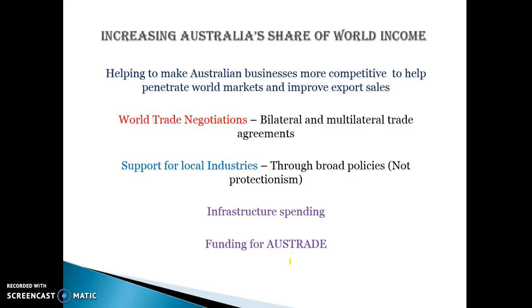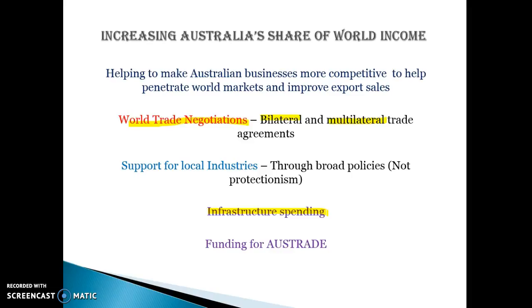stability. That includes world trade negotiations, so establishing free trade agreements with other countries, whether it's with one other country, which is bilateral, or a range of other countries, which is multilateral. Support for local industries, so they may provide some form of subsidies for local industries, although they are hesitant to do this because it often leads to retaliation and other countries protecting their industries. Infrastructure spending will help in the long term because it's all about boosting our productivity and boosting demand for Australian exports. And funding for Austrade.